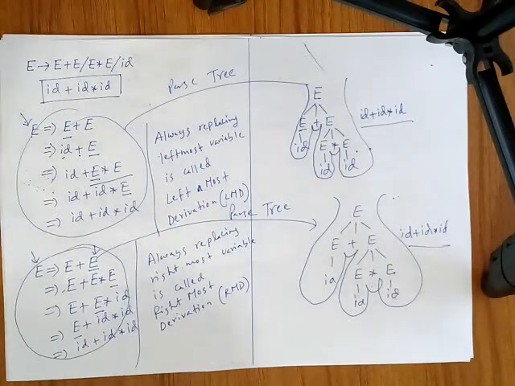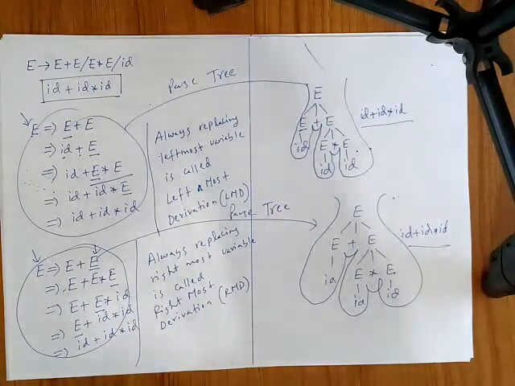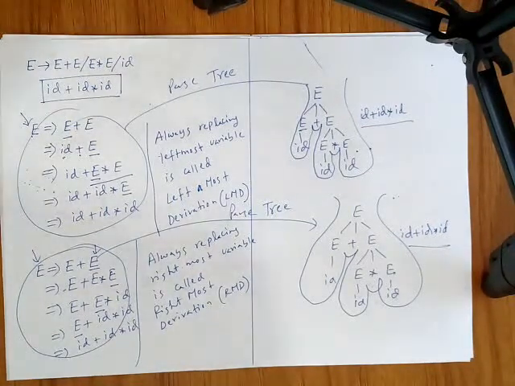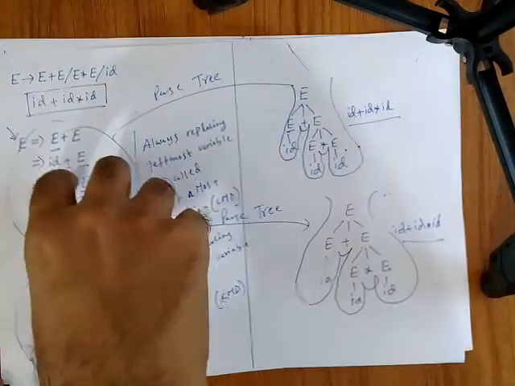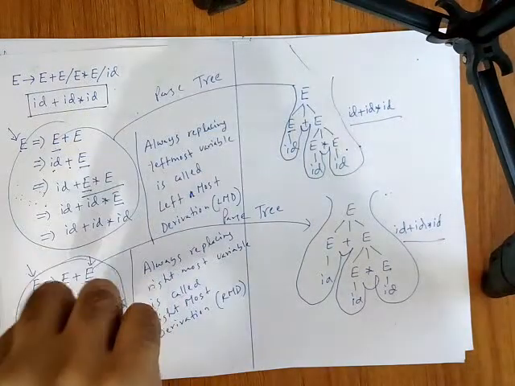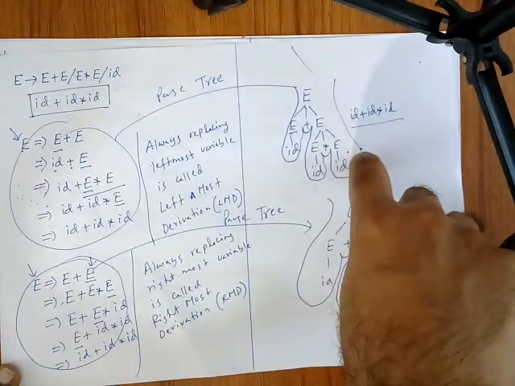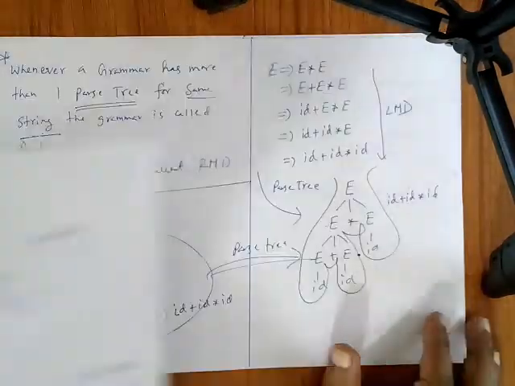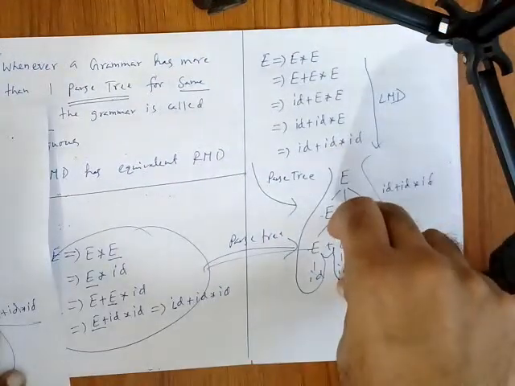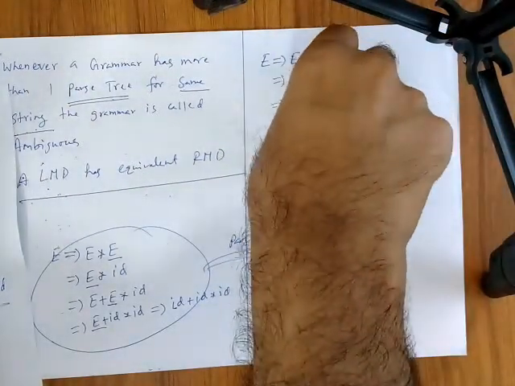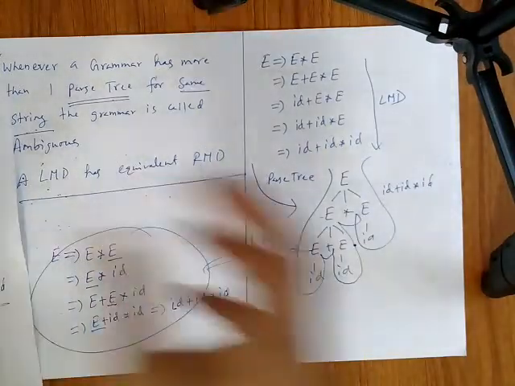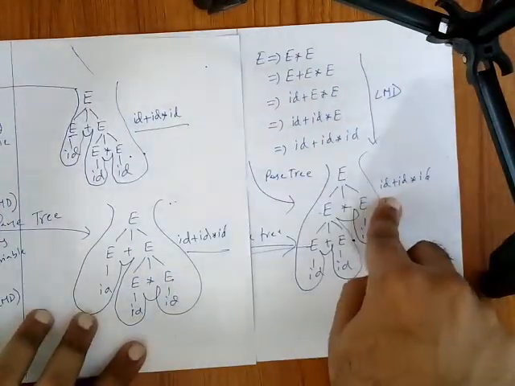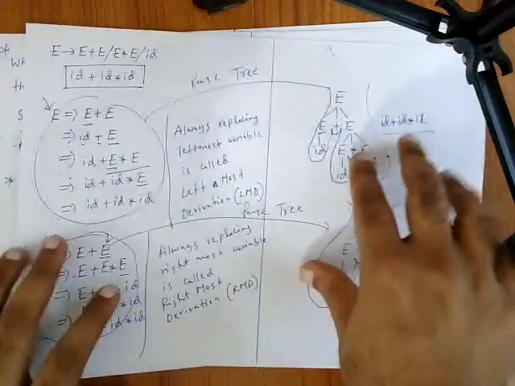Wonderful. So please don't say, here is my LMD and here is my RMD, that's why this grammar is ambiguous. No, definitely not. Because if they are equivalent, they are going to generate the same parse tree. In this case, this is the LMD, this is the RMD, but they generate the equivalent parse tree. So you cannot say this grammar is ambiguous. But when we generate parse trees which have equivalent LMD and RMD, but these two parse trees are different for this string ID plus ID star ID, that's why this grammar is ambiguous.